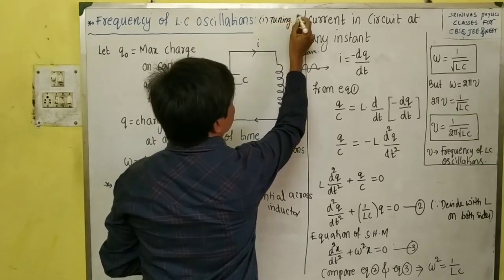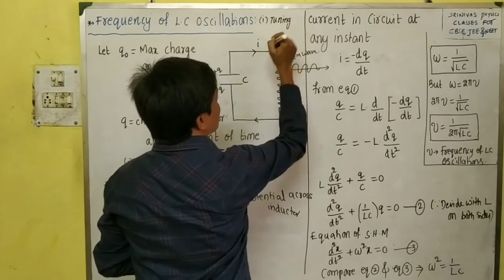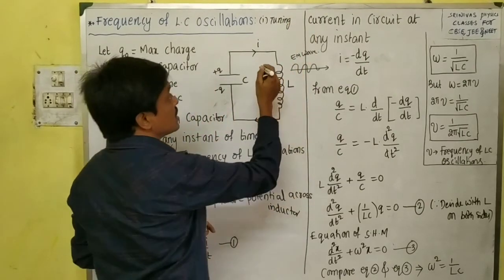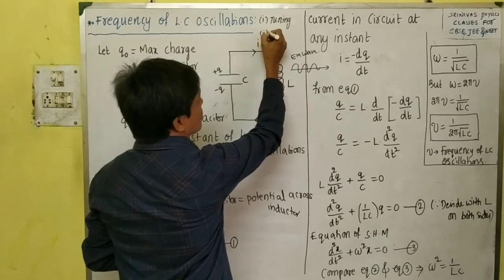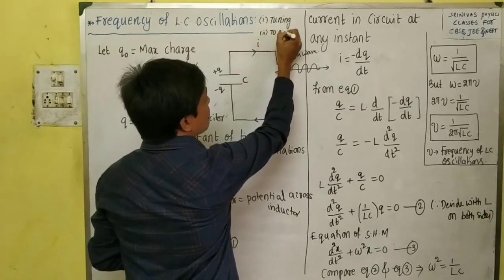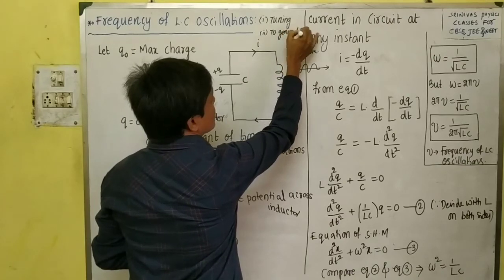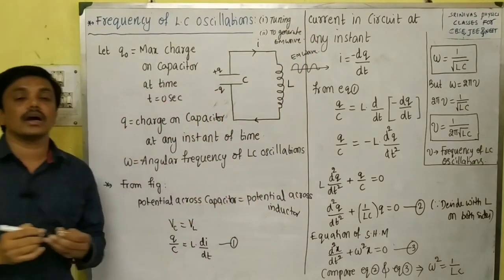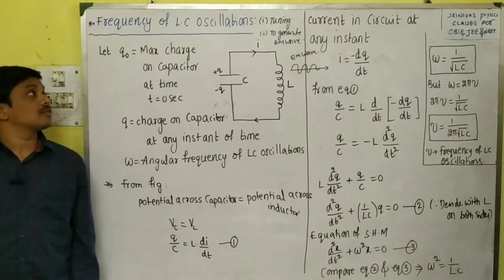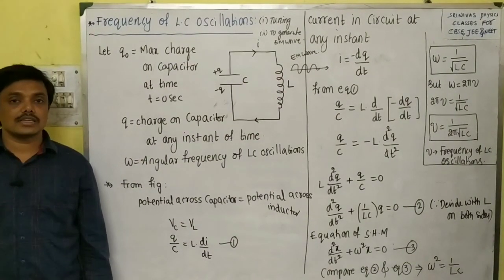We use this to tune to a certain frequency, and to generate the EM wave we will use this one. These are the uses, and this is about the frequency of LC oscillations.